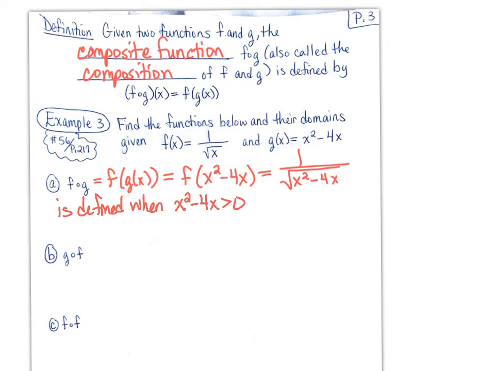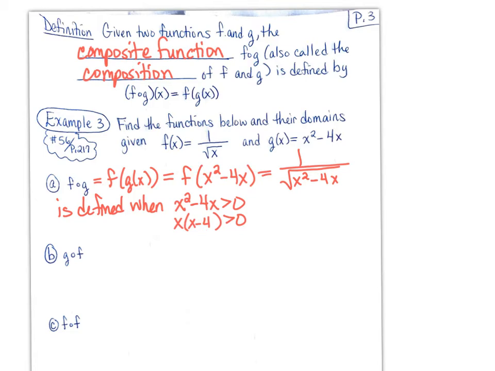Okay, so that means x times x minus 4 has to be greater than 0. The only way that happens is if, I want to use the highlighter. That only happens if x is greater than 0 and x minus 4 is greater than 0, or if x is less than 0 and x minus 4 is less than 0. Does that make sense?